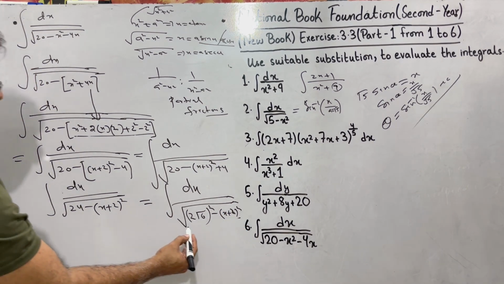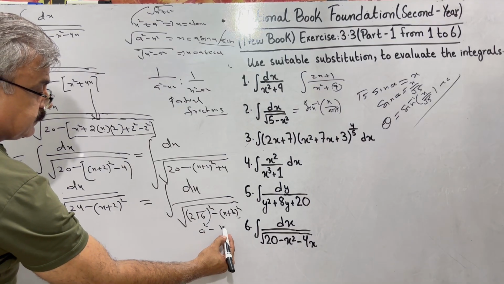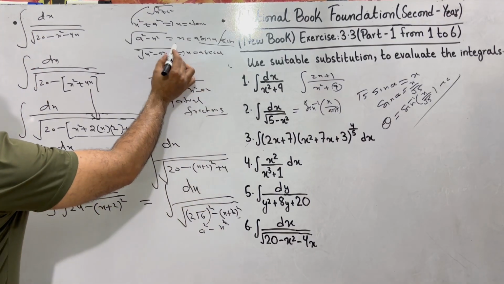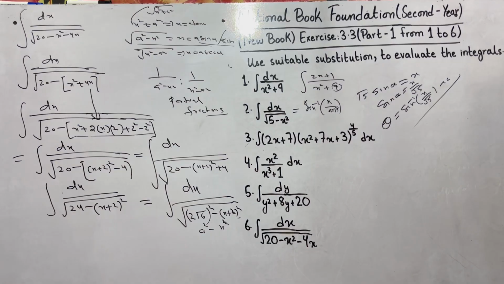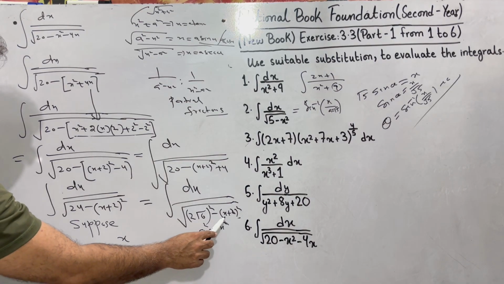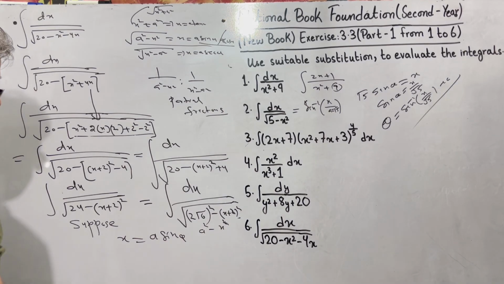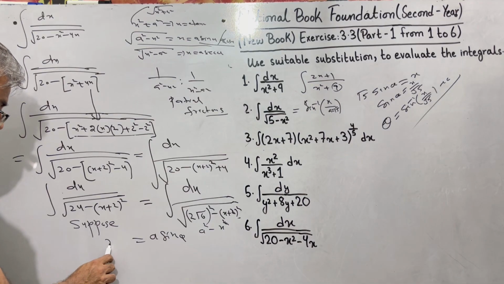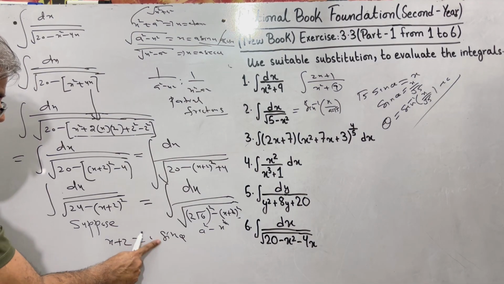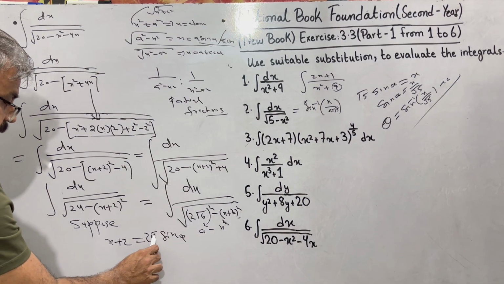Now that's our case a square minus x square. That is the case of sine, because under root is also present. Suppose in that case x is equal to a sine theta. If we compare this with our situation, instead of x we have x plus 2, and instead of a we have 2 times root 6.